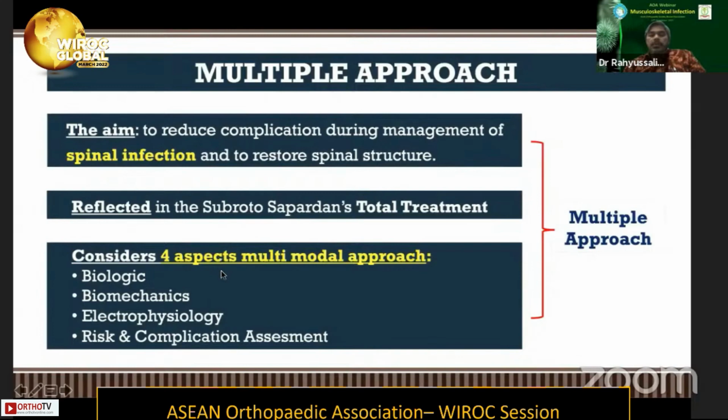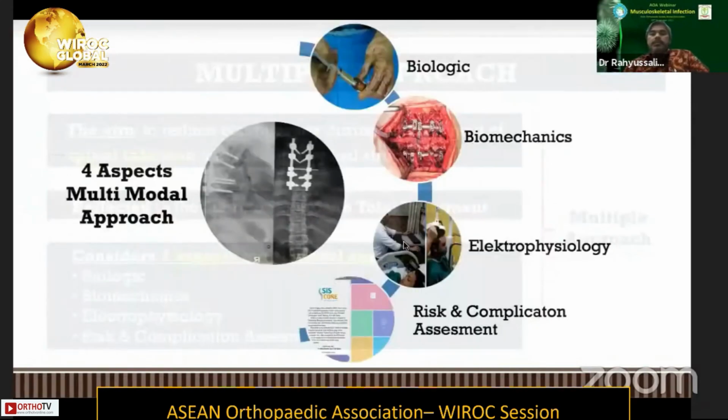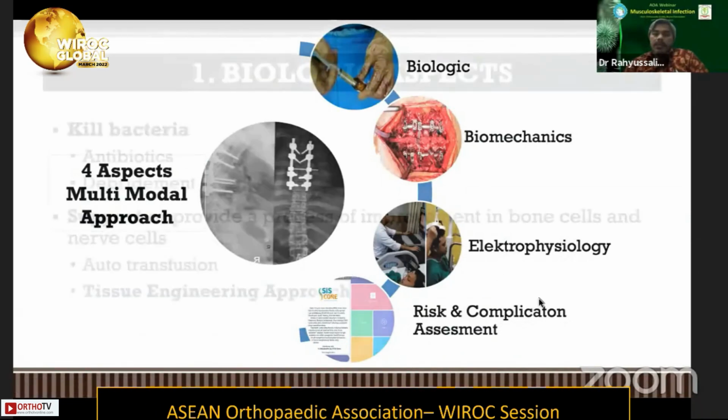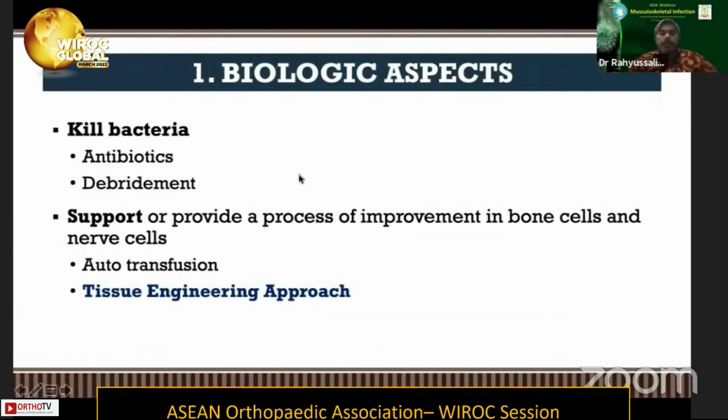We should consider four aspects: biological, mechanical, of course, electrophysiology, and risk and complication assessment. So we have a four-aspect multimodal approach: biological, biomechanical, electrophysiology, and of course we evaluate risk and complication. What is the biological aspect?